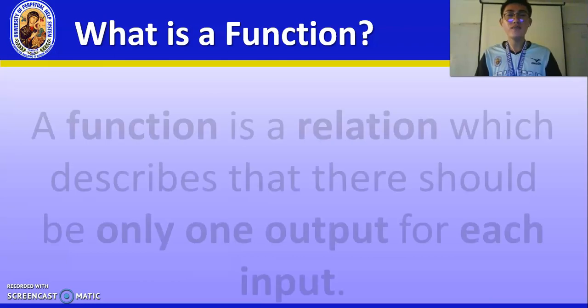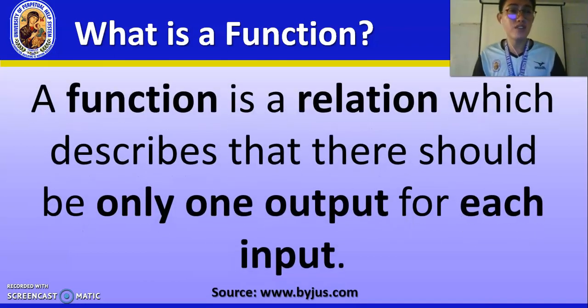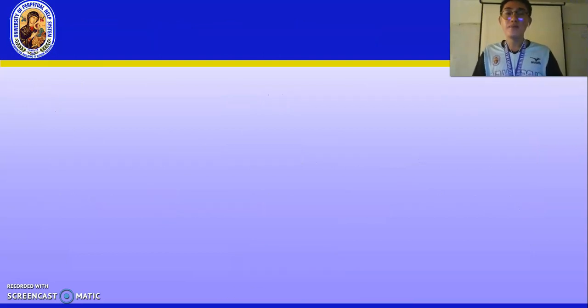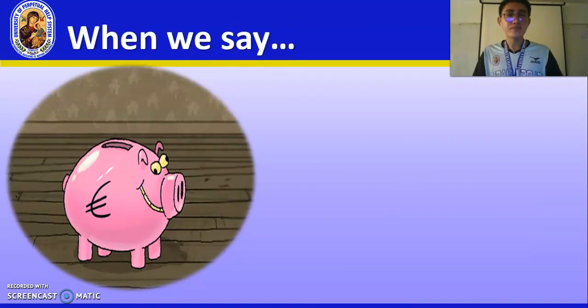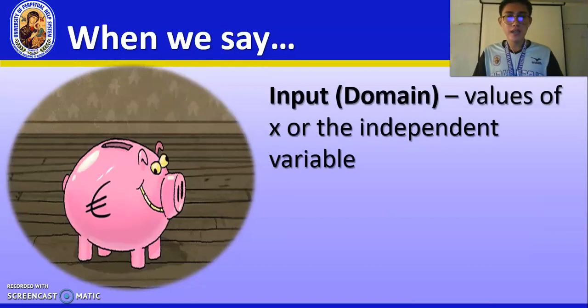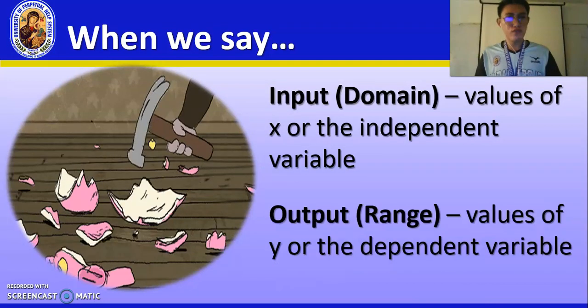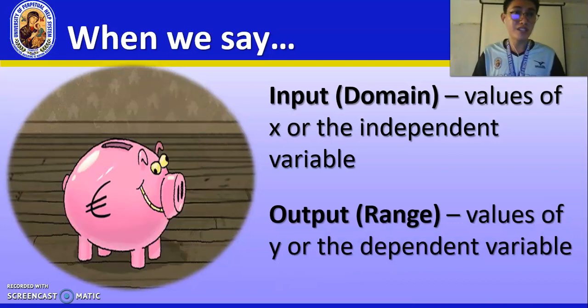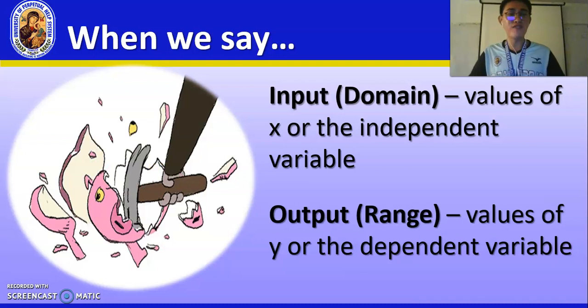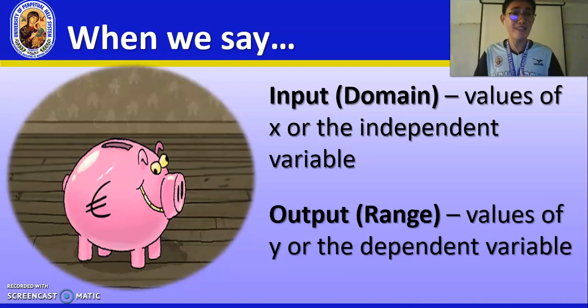What is a function? According to www.byju's.com, a function is a relation which describes that there should be only one output for each input. Let's explain this on the succeeding slide. When we say input and output, input refers to the domain or the values of x or the independent variables, while output refers to the range or the values of y or the dependent variable.